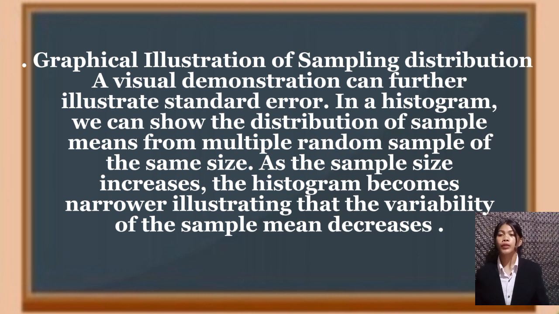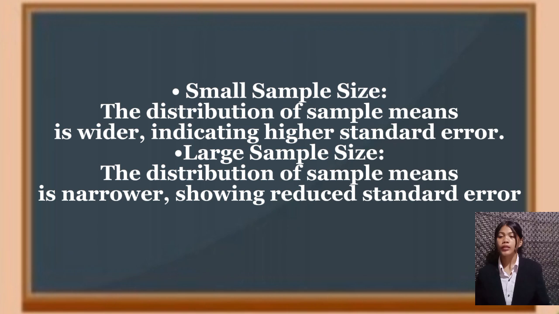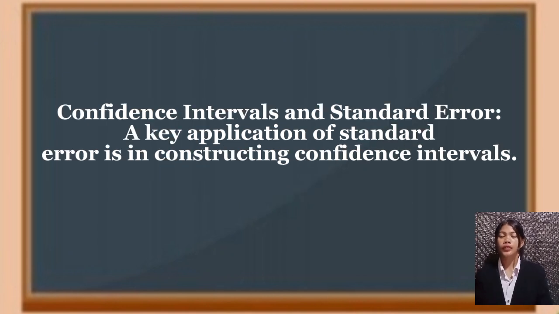Graphical illustration of the sampling distribution. A visual demonstration can further illustrate standard error. In a histogram, we can show the distribution of sample means from multiple random samples of the same size. As the sample size increases, the histogram becomes narrower, illustrating that the variability of the sample mean has decreased. With a small sample size, the distribution of sample means is wider, indicating higher standard error. With a larger sample size, the distribution of sample means is narrower, showing reduced standard error.